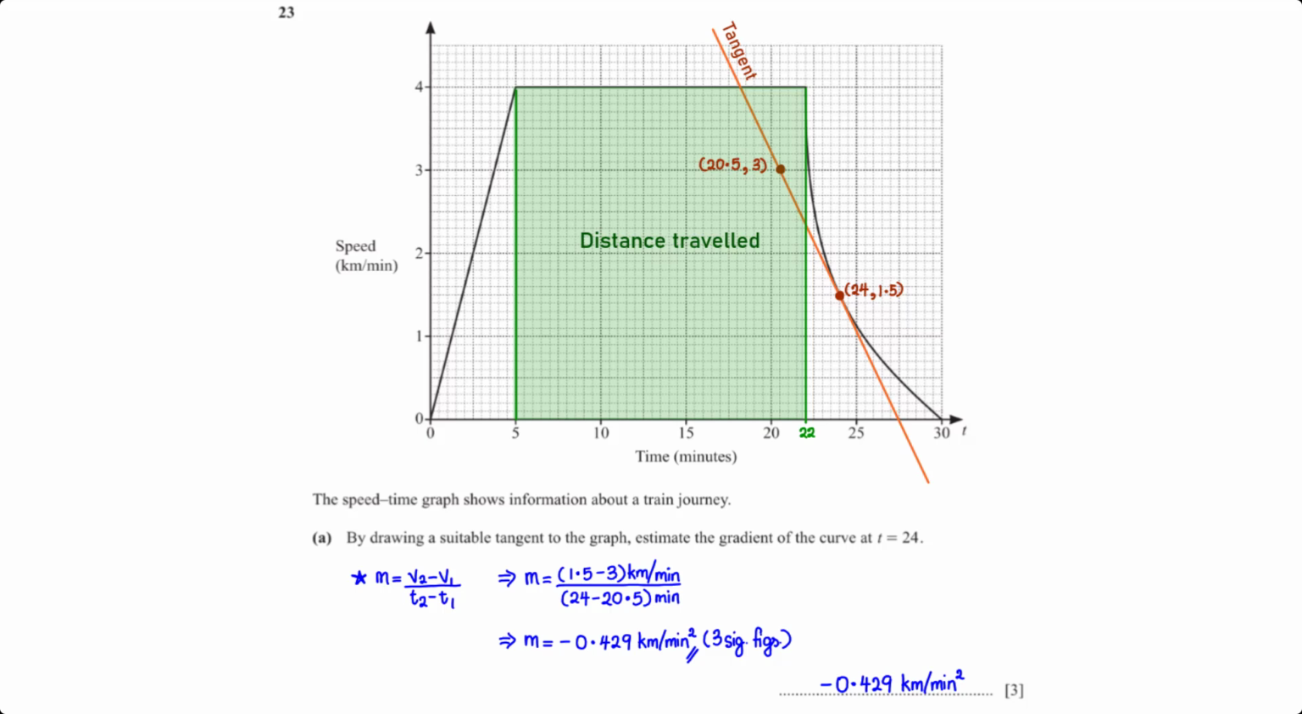The speed time graph shows information about a train journey. By drawing a suitable tangent to the graph, estimate the gradient of the curve at t equals 24. First, we draw the tangent to the graph at t equals 24. Then we pick 2 coordinates on this tangent. Here is the gradient formula. When we substitute the chosen coordinates, this is what we have. When we type this into the calculator, we get negative 0.429 kilometers per minute squared, rounded to 3 significant figures.